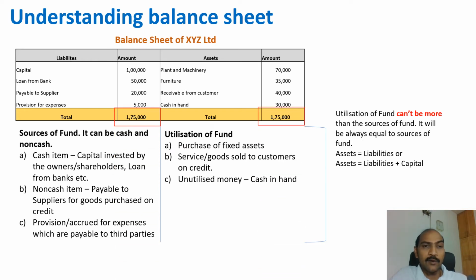In our example, you have liabilities of 1,75,000 and assets of 1,75,000. The liabilities and assets will always be equal; they should tally. From this balance sheet, assets equal liabilities plus capital. Loan from bank, payable to suppliers, provision for expenses, anything apart from capital reported under the liability side, is liabilities. Capital is the investment made by the owner or shareholders, hence it is shown separately. So assets equal liabilities plus capital.